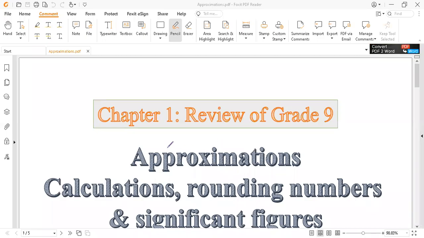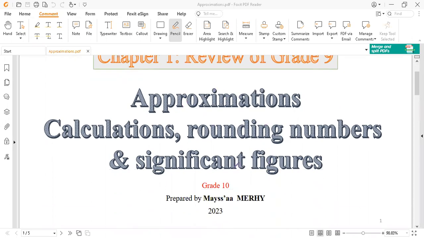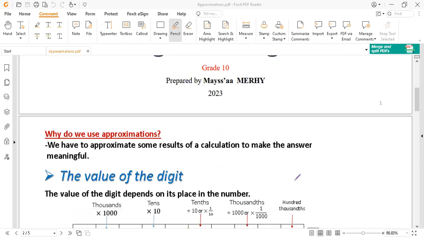Hi everyone. As we said before, these first few lectures and sessions are a review over the materials or some important notations and concepts from grade 9 to start our new chapters from grade 10. So in this session, we want to review and have an overview over the approximations and how to round down or round up a given number and what we mean by significant figure.